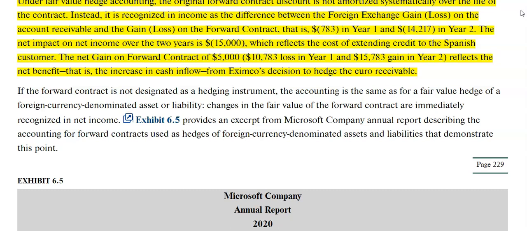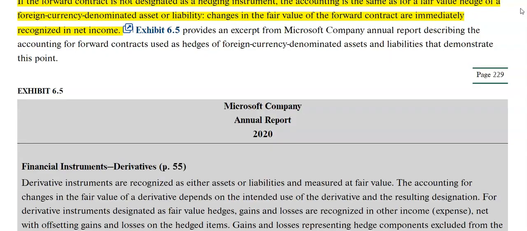The net gain on forward contract of $5,000, a $10,783 loss in Year 1 and $15,783 gain in Year 2, reflects the net benefit, that is, the increase in cash inflow from X & Co's decision to hedge the euro receivable. If the forward contract is not designated as a hedging instrument, the accounting is the same as for a fair value hedge of a foreign currency denominated asset or liability. Changes in the fair value of the forward contract are immediately recognized in net income.